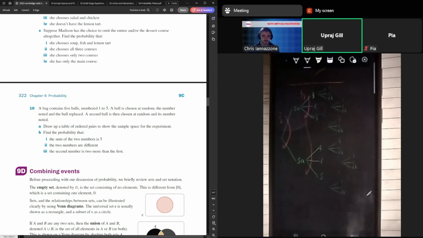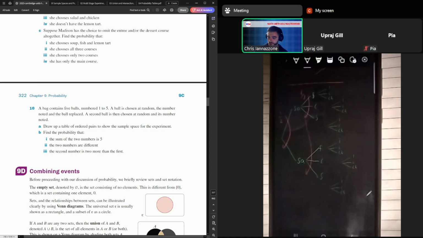Wait, Chris, just a question. We had the previous probability of 1/18, right? For having soup, fish, and lemon tart. Since she has to go through all three courses to get soup, fish, and lemon tart, could we just assume that there's a half chance that she will delete one of the courses and then multiply by 1/2? So that would be if you just halve what's going on there.